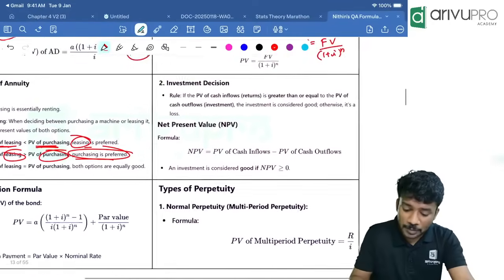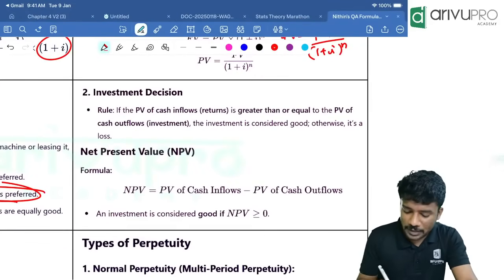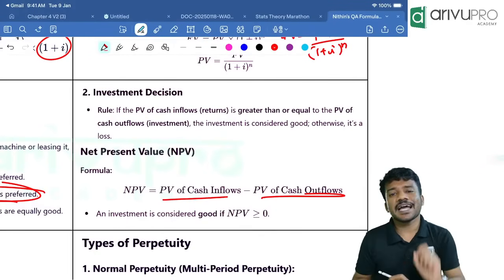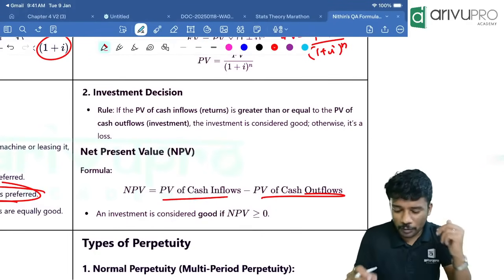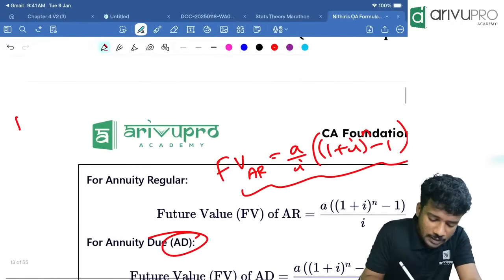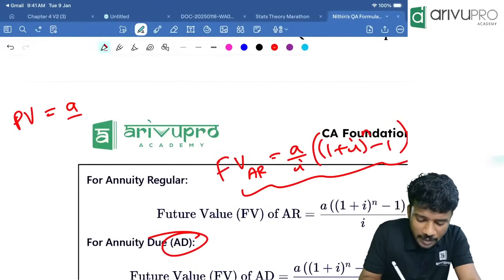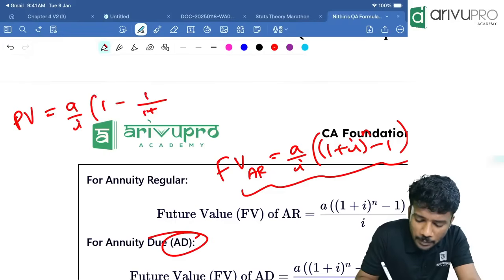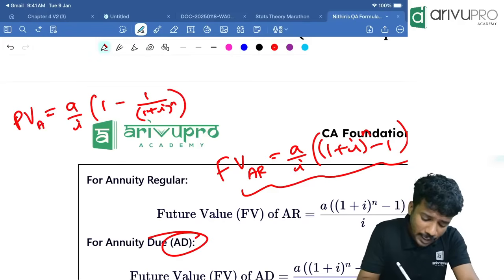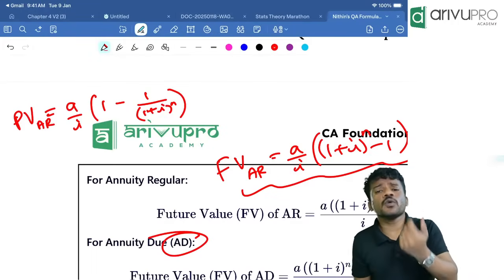Then coming to net present value. Net present value is nothing but PV of cash inflow minus PV of cash outflow. Anyway, you know how to find present value, right? Present value formula also I'll give. You can write it down. PV is nothing but A by I into 1 minus 1 divided by (1 plus I) the whole power n. This is for annuity regular. If it is annuity due, how will you write it down?